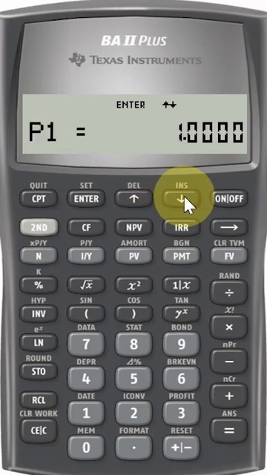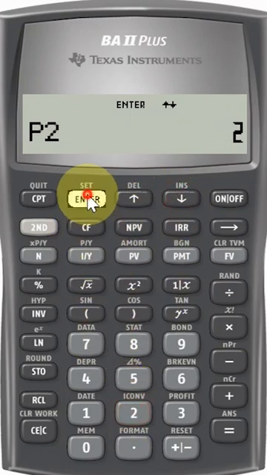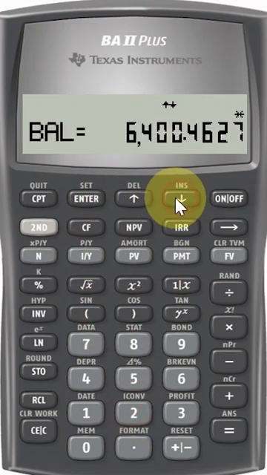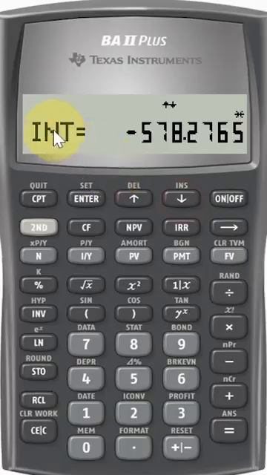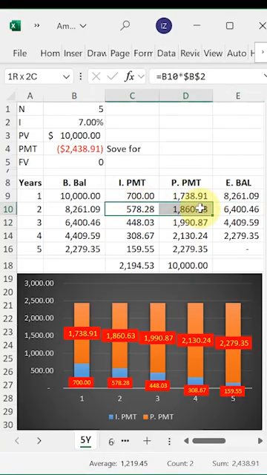Now, let's say I wanted to calculate the next year. I would change my P1, year 2, and P2 to also 2. That'll give us that second year. So notice the balance now is $6,400, the same here. And the principal and the interest exactly for that second year.